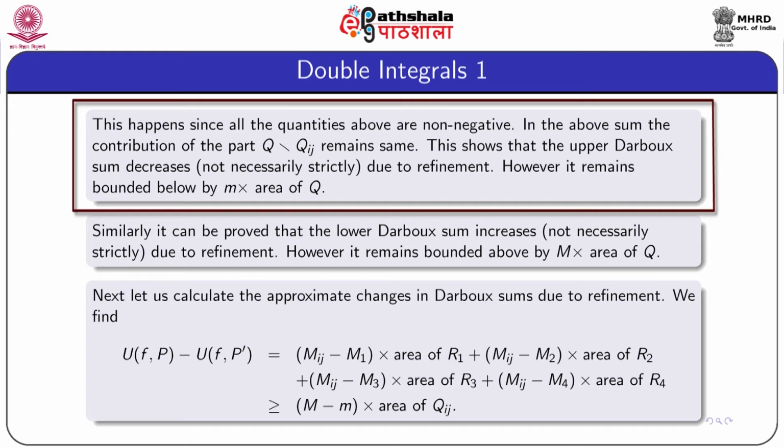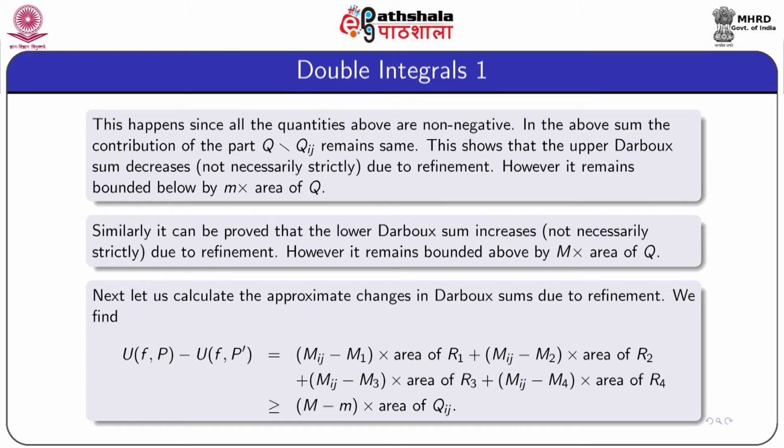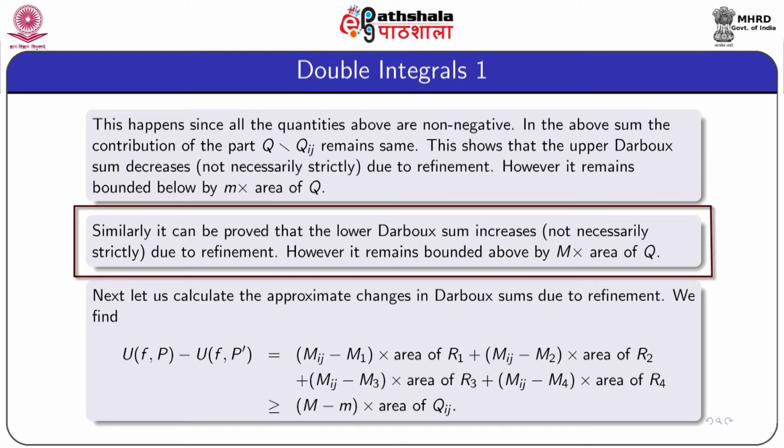In the above, the contribution of the part Q minus Qij remains the same, as there was no refinement in that part. This shows that the upper Darboux sum decreases, not necessarily strictly, due to refinement. However, it remains bounded below by m times area of Q. Similarly, it can be proved that the lower Darboux sum increases, not necessarily strictly, due to refinement. However, it remains bounded above by the quantity capital M times area of Q.